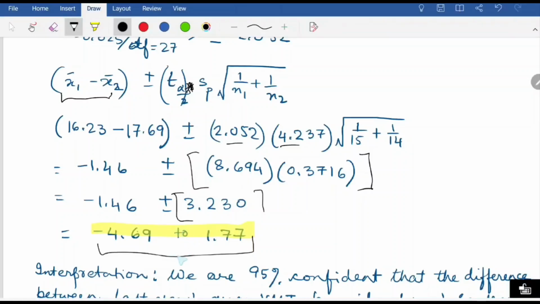So it contains a difference of 0, right? This interval contains a difference of 0, which means when the difference between two numbers is 0, there's no difference in the values. The values are the same. That's what it means, correct?